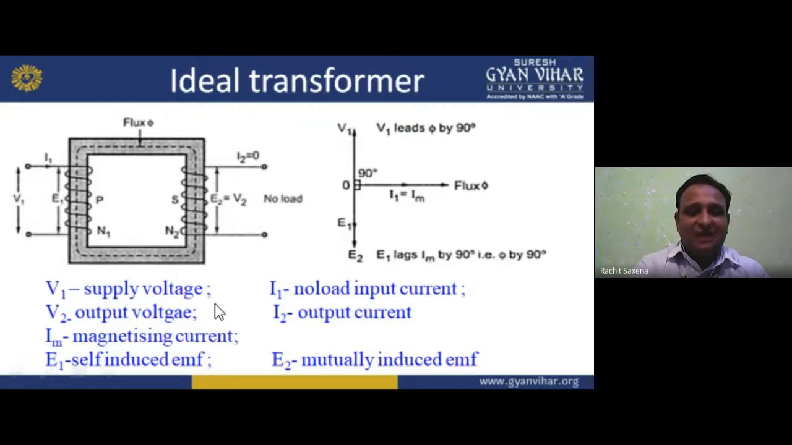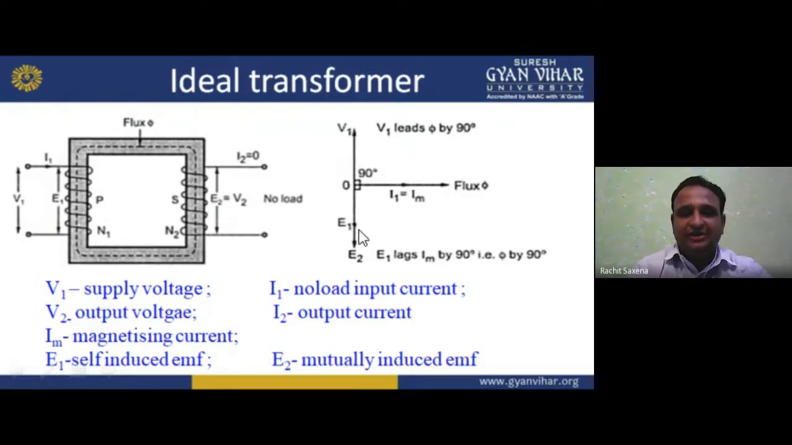V1 is the supply voltage, V2 is the output voltage, IM is the magnetizing current, and E1 is the self-induced EMF. I1 is the no load input current because we have no load, I2 is the output current, and E2 is the mutually induced EMF. So we can make a simple phasor diagram. Phi is proportional to I, so where I is there, flux is also there. And V1 always leads by 90 degrees, because it is a coil and there is no resistance, so we can't say it is an impedance triangle; we have the perpendicular.